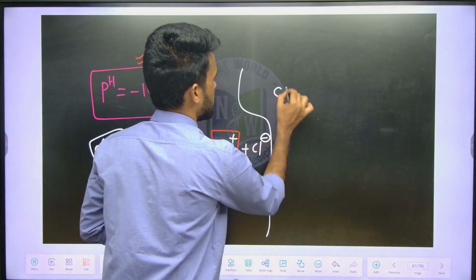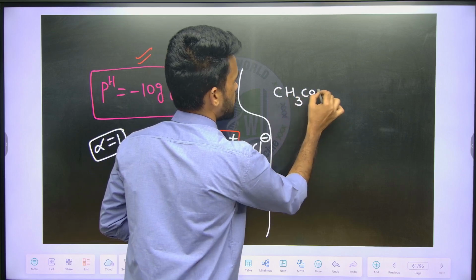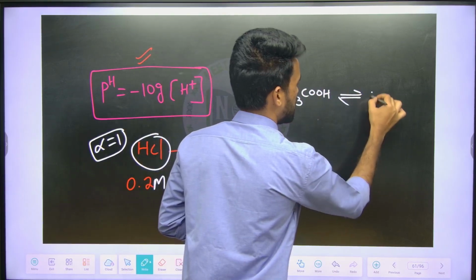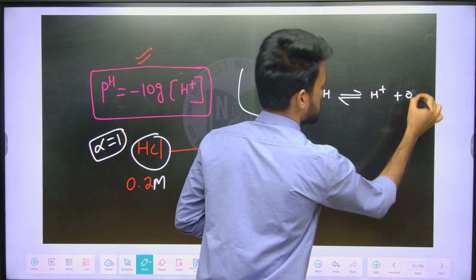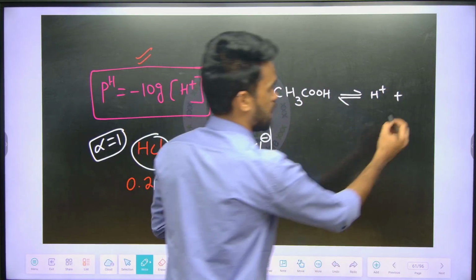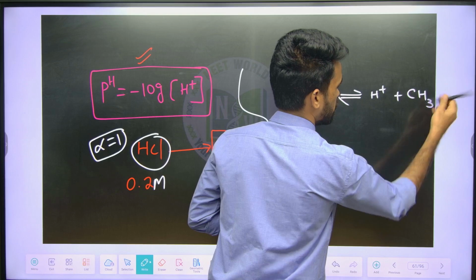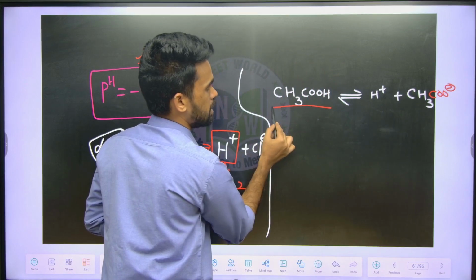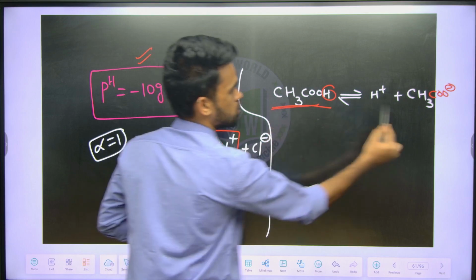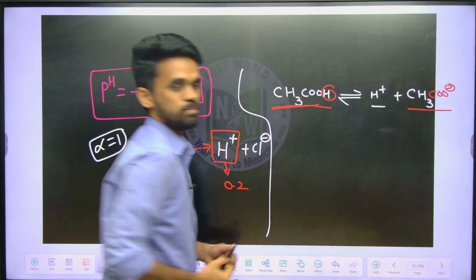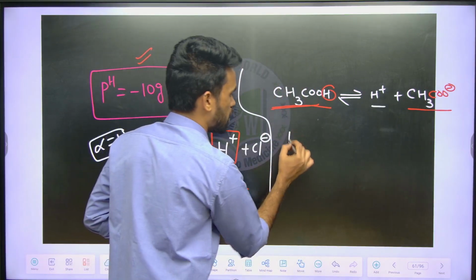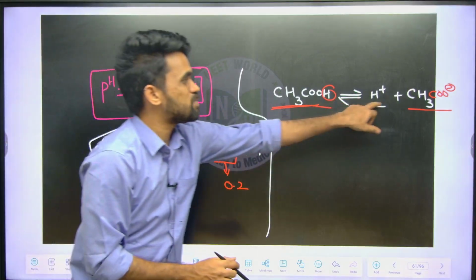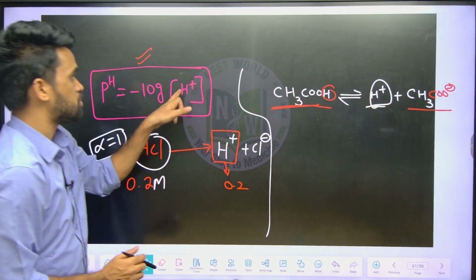Let us consider acetic acid here. Acetic acid is a weak acid, and it dissociates to give H plus and, instead of OH minus, here we will get the acetate ion. So where do we get this acetate ion? Because acetic acid contains H plus and this acetate. So acetate is separated, H plus is separated. Now what is the pH formula we have? If I know the H plus ion concentration, I can directly substitute here and we will get the answer.